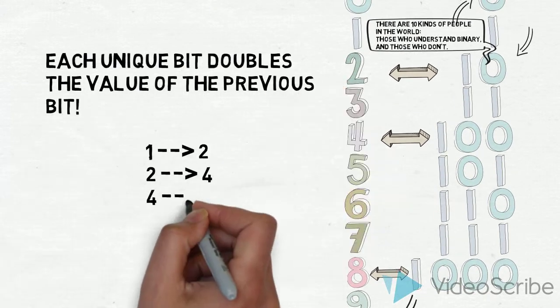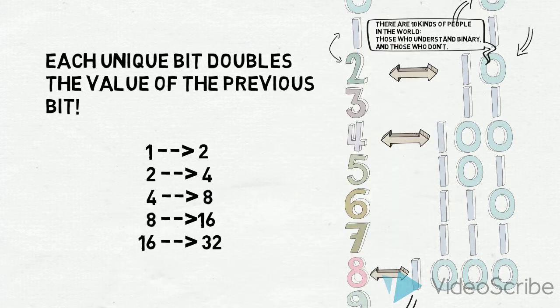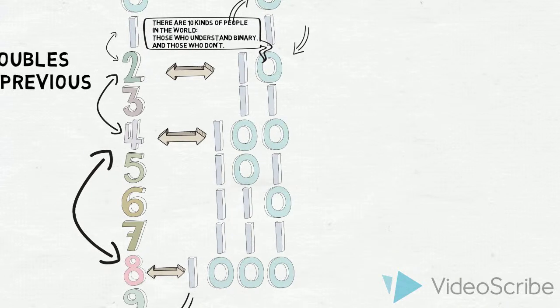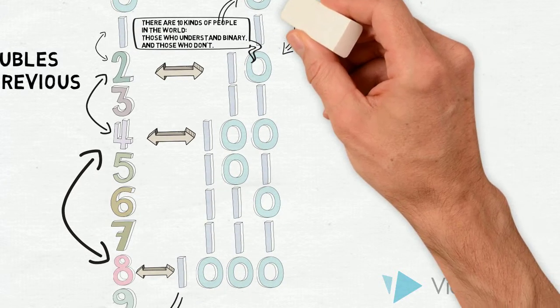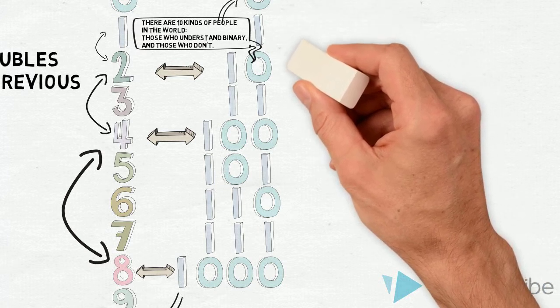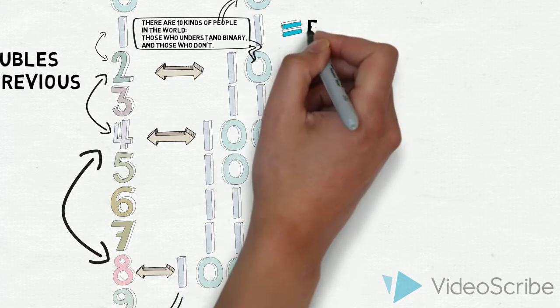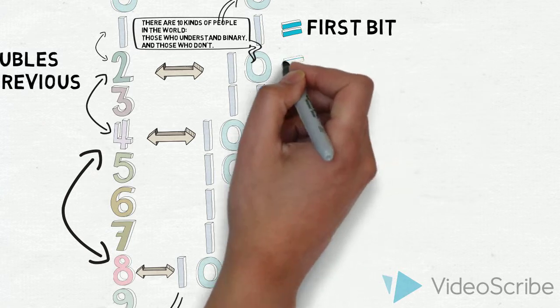Each unique bit doubles the value of the previous bit. So 1 doubles to 2, 2 doubles to 4, 4 the next bit becomes 8, 8 the next bit 16, 16 the next bit 32, so on and so forth. Now let's go ahead and create a sense of the order of the bits. Where there is nothing behind it, we have a viable digit. Actually, we start with 1 because there's nothing behind it. That's my first bit.